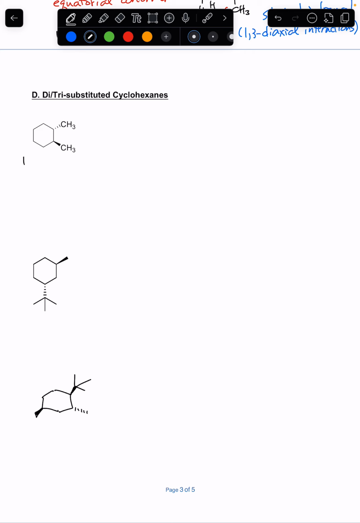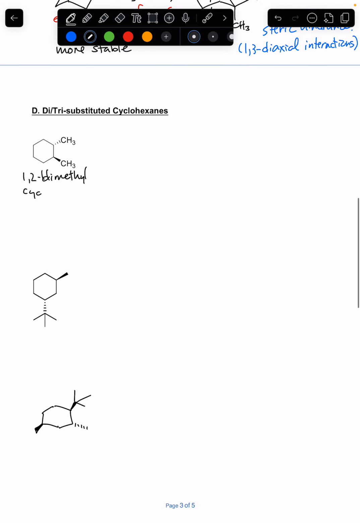Here's 1,2-dimethylcyclohexane. Hope that naming is not too difficult. And can you guess whether this should be trans or cis? The two methyl groups are on the opposite side, so there will be a trans-1,2-dimethylcyclohexane. That would be the name.